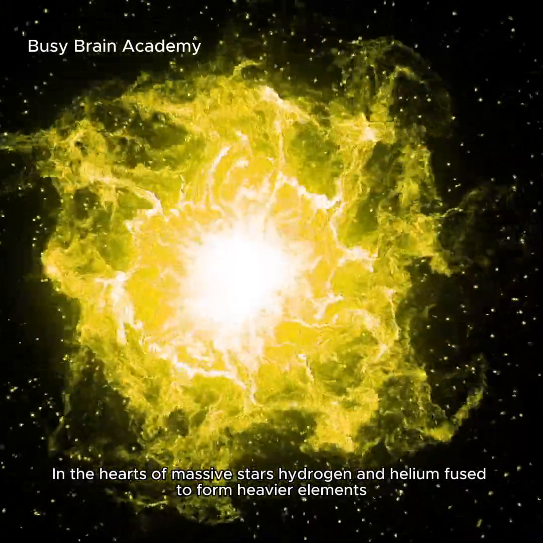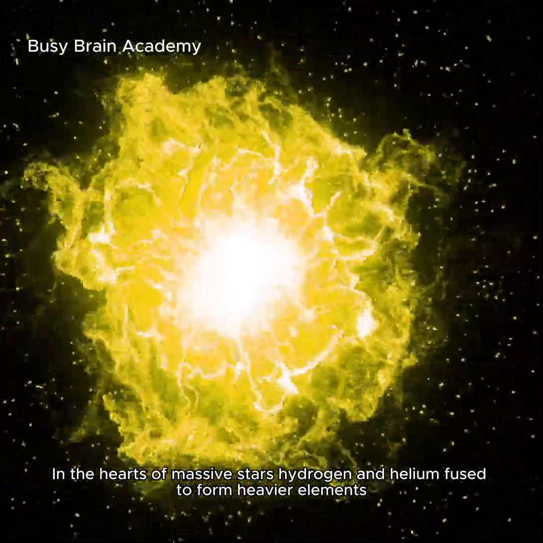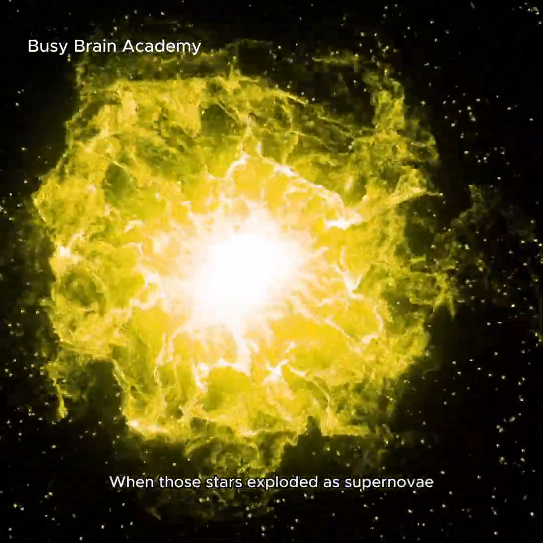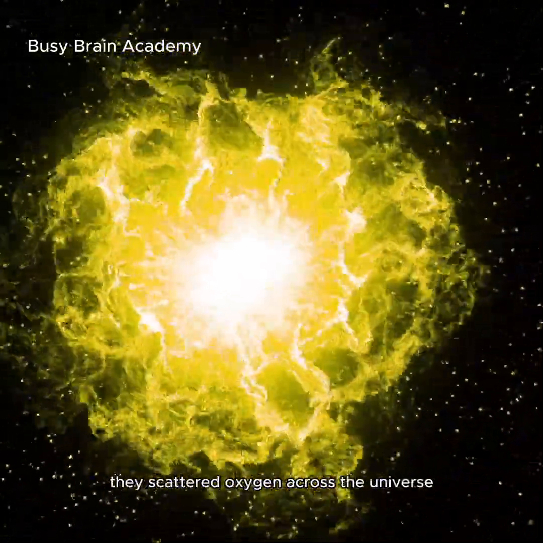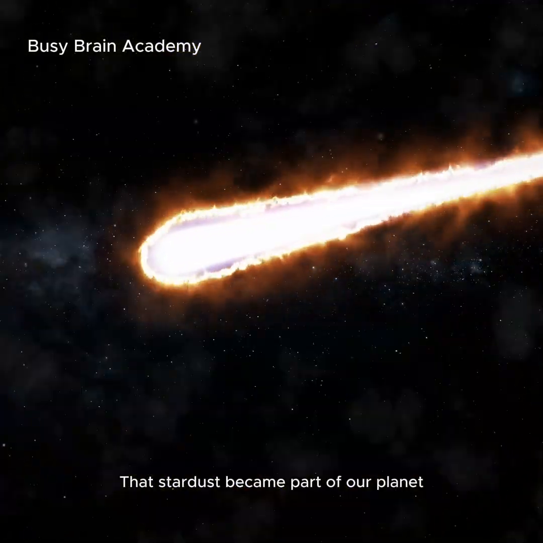In the hearts of massive stars, hydrogen and helium fused to form heavier elements, including oxygen. When those stars exploded as supernovae, they scattered oxygen across the universe. That stardust became part of our planet.